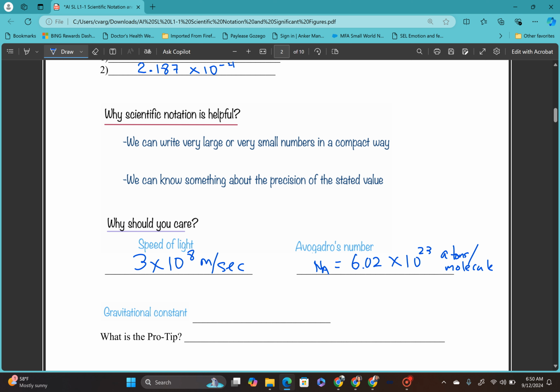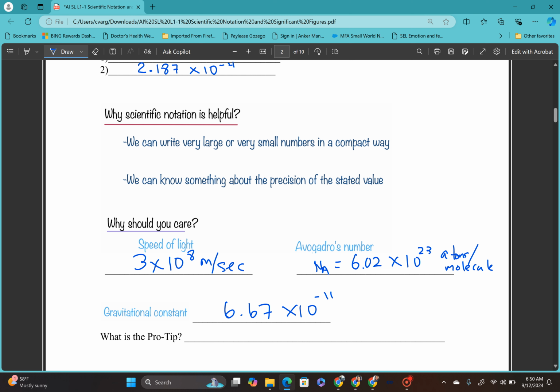Okay. The gravitational constant is 6.67 times 10 to the -11. What do you think that number is? Very big or very small? If you said very small, you are correct.